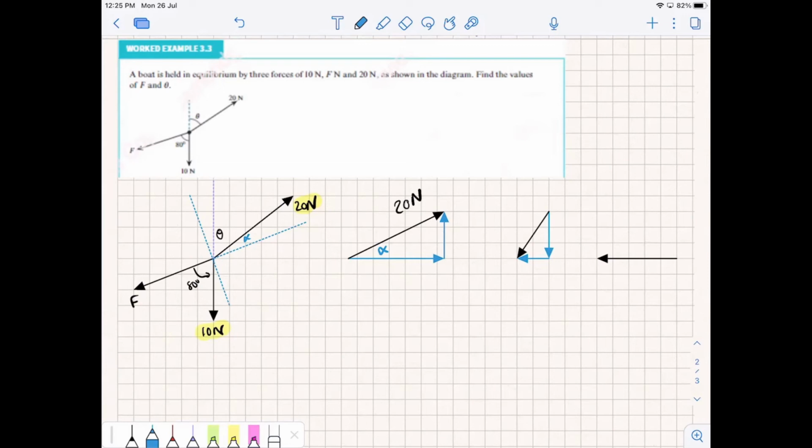Let's quickly write down the vertical component of my force. This is going to be 20, and it's opposite angle alpha, so it's going to be sine of angle alpha. And the bottom force is going to be 20 cos of angle alpha.